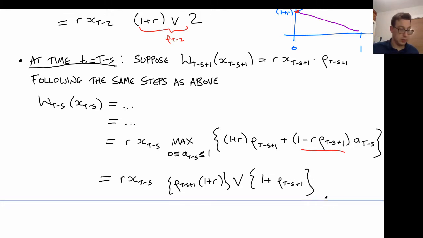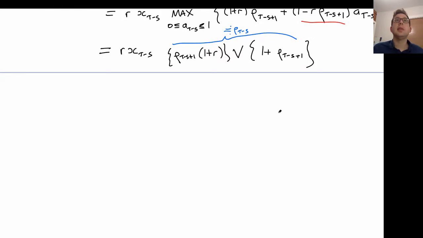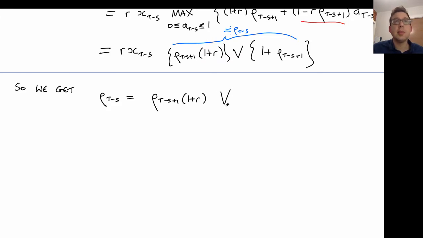Now I could define this to be my new value of rho of t minus s. So what we arrive at is an expression: rho of t minus s is equal to rho of t minus s plus 1 times the max of 1 plus r and 1 plus rho of t minus s plus 1. Remember this expression means the maximum between this term and this.